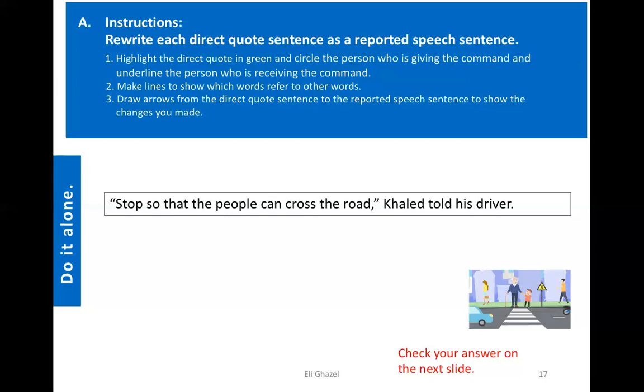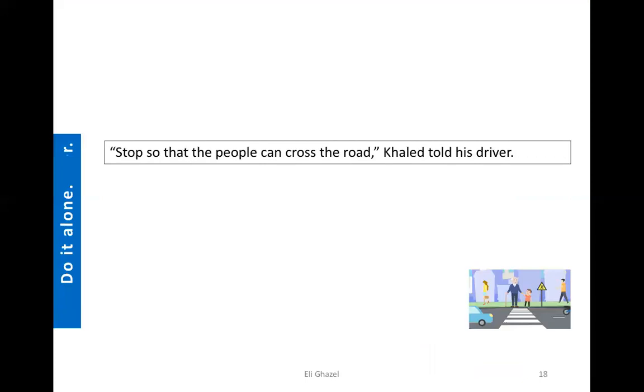Let's have a look. "Stop so that the people can cross the road," Khalid told his driver. Again, subtle, a sentence for being considerate. You know, like people need to cross the road. Well, stop and let them cross the road. When they finish doing this, it would be a good idea, at least for the first one, to get the students to tell each other what they did and show each other what they did. So we have tell and show, not just shove the paper to the other person and go, this is what I did. And then we give them the feedback.